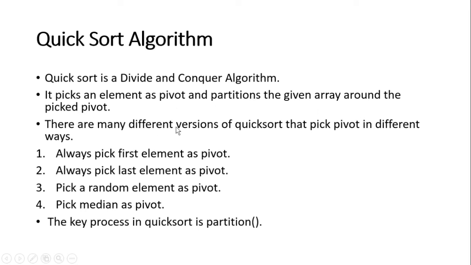There are many different versions of quicksort that pick the pivot in different ways. First, always pick the first element as pivot, and second, always pick the last element as pivot. Third, pick a random element as pivot, and fourth, pick the median as pivot. The key process in quicksort is partition.